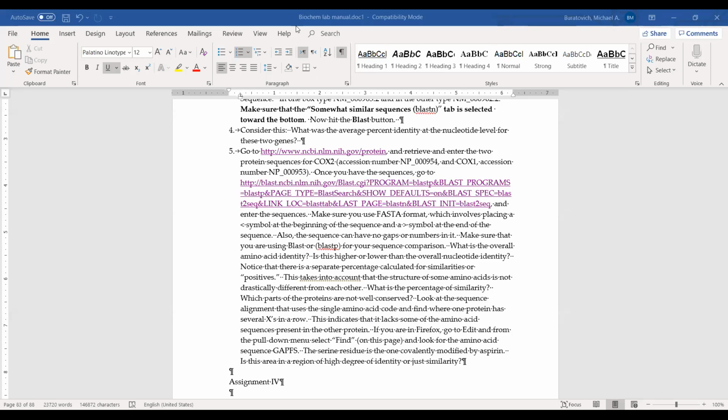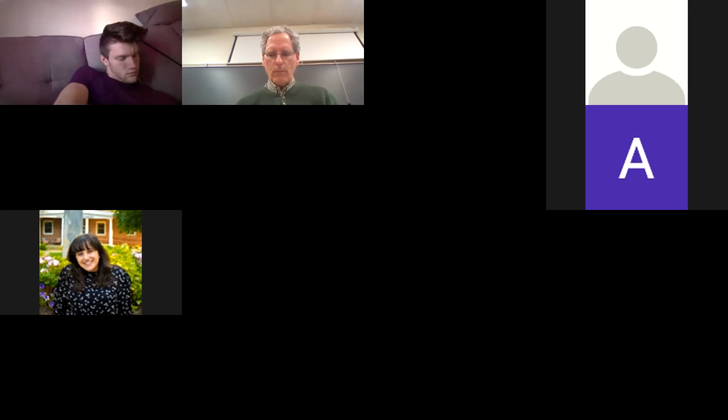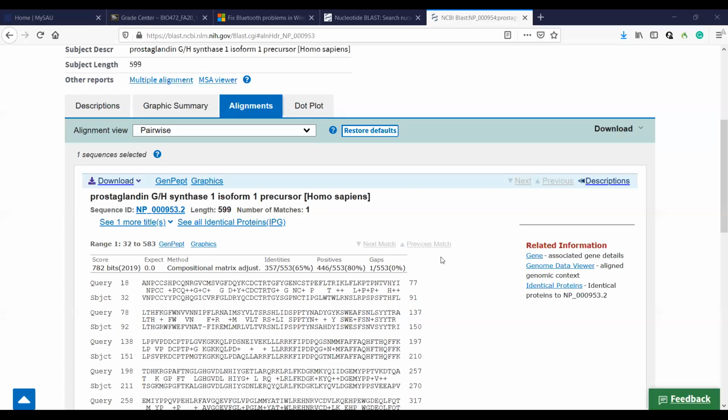Okay, so when I'm looking for the X's, the X's are from the first search, right, with the amino acid code, so that's on the page that you already have up, right? Right.